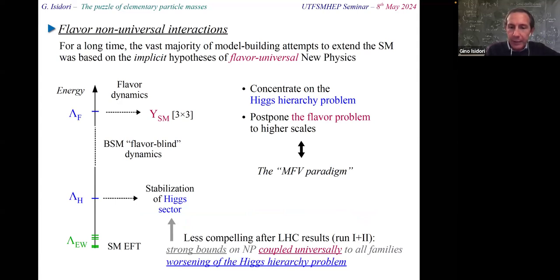At the LHC, we collide protons, which contain up and down quarks to first approximation. So if there was new physics coupled universally, it would couple also to the up and down quarks inside the proton, and we don't see them at the TeV scale. So the bounds on universal new physics are becoming stronger. We have a more serious tuning of the Higgs because we have strong bounds on universal new physics. So there is a worsening of the Higgs hierarchy problem under this idea of minimal flavor violation, because we assume new physics coupled universally.